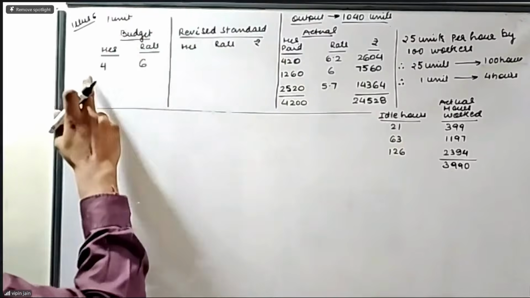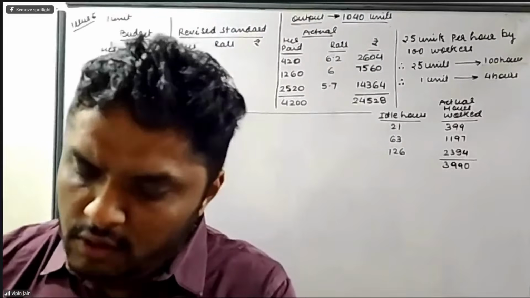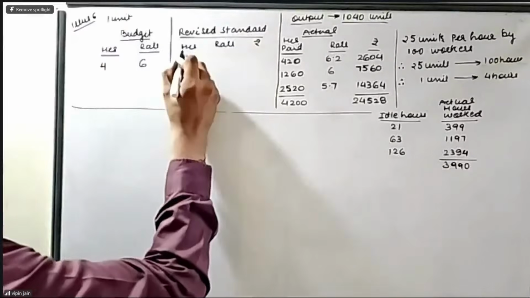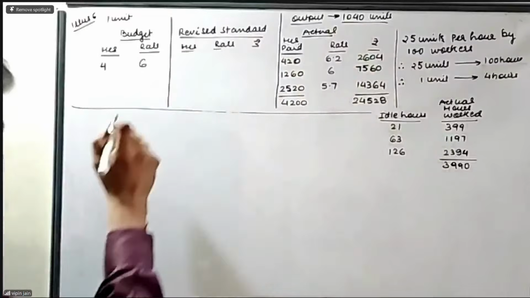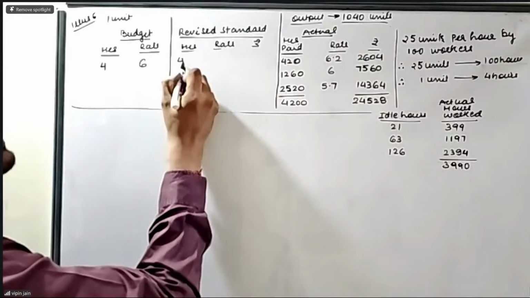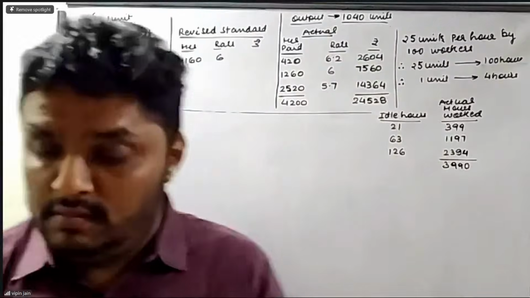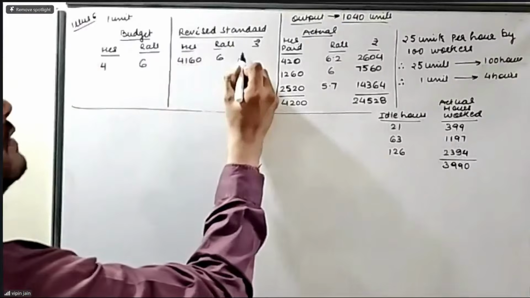So 1 unit 4 hours. Since 1 unit 4 hours, so 1000 units required how many hours? 4160 hours. 1 unit 4 hours, so 1040 requires 4160 hours and the rate is 6. So 24,960.